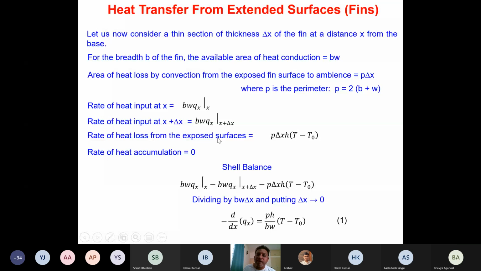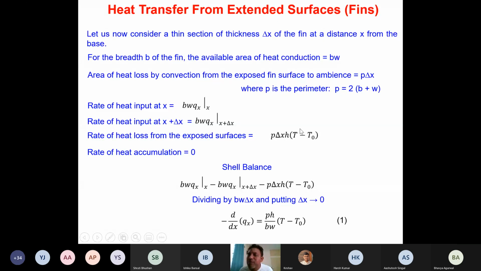The rate of heat loss from the exposed surface, that is the amount of heat lost from the element by convection, is given as P delta X, which is the area of heat transfer for convection, into the heat transfer coefficient h into delta T, where T is the temperature at that particular location on the fin.